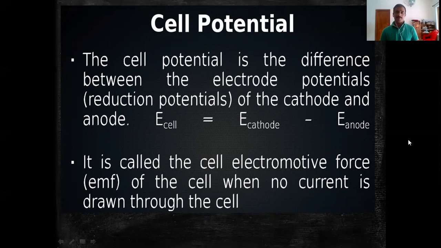That is EMF. And cell potential is the difference between cathode potential and anode potential. Standard electrode potential of cathode minus standard electrode potential of anode, or reduction potential of cathode minus reduction potential of anode.